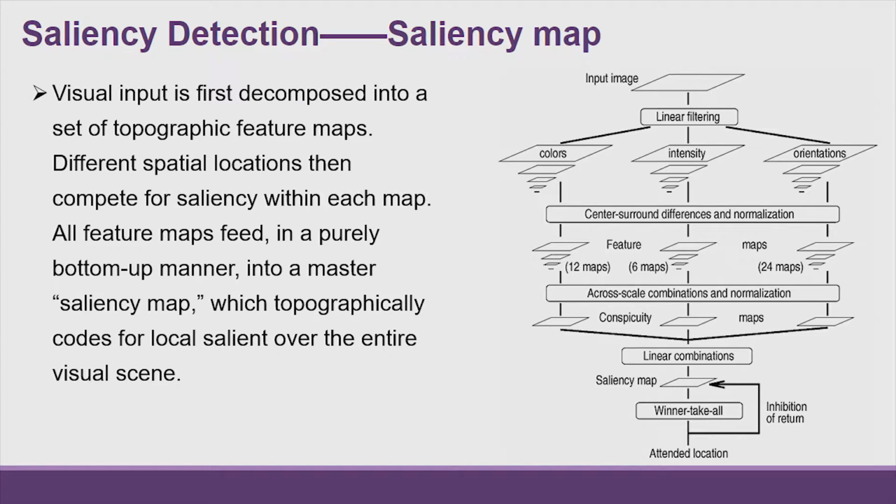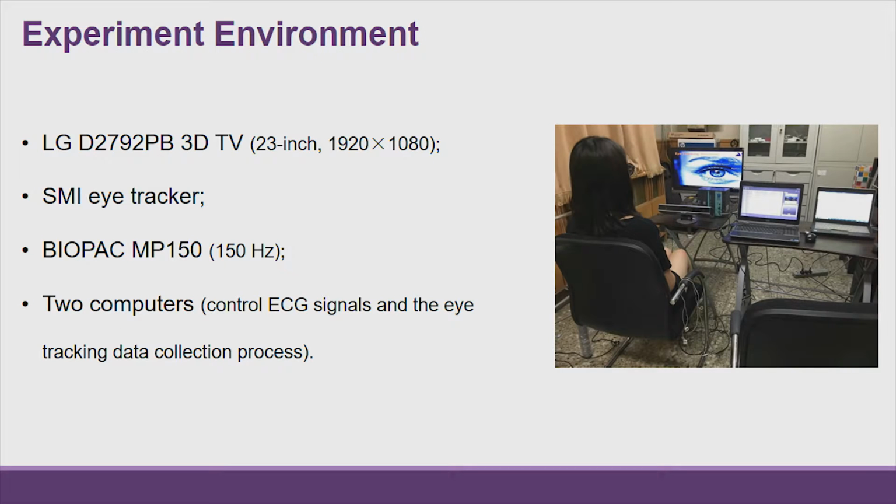This figure shows a simple process of how to calculate the saliency map. The input image is first decomposed into a set of topographical feature maps, like colors, intensity, orientation, and others. The different spatial locations then compete for saliency within each map. All feature maps feed in a purely bottom-up manner into a master saliency map, which topographically codes for local saliency over the entire visual scene. That's all about saliency detection, and then I will introduce more details about our experiment.